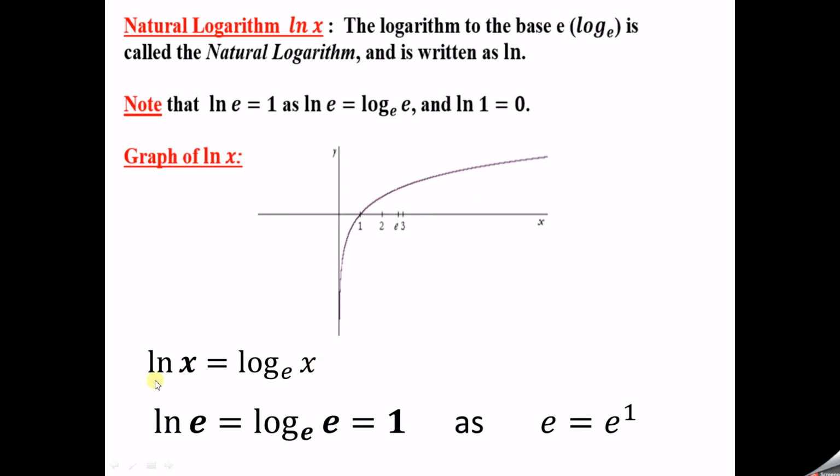Here we can see ln x. ln x means the logarithm to the base e. Whenever the base is e, we call that logarithm the natural logarithm and we denote it by ln. And here we have ln e. ln e means the logarithm of e to the base e. And whenever the number and base are both the same, the value is 1. And also since e is equal to e power 1, you can write the logarithm of e to the base e is equal to 1.